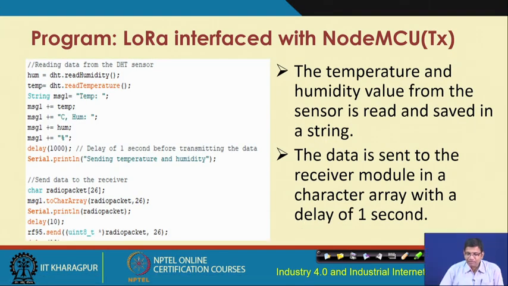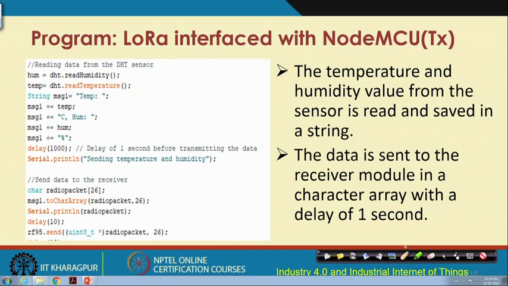For the LoRa interfacing with the NodeMCU, this is this part of the code. As you can see over here, the temperature and the humidity value from the sensor will be read and saved in the form of a string. The humidity value is being read, the temperature value is being read, and then through string concatenation in this code, this long string MSG1 is being built, which will have the concatenated humidity and temperature values, and then this will have to be sent through the port.